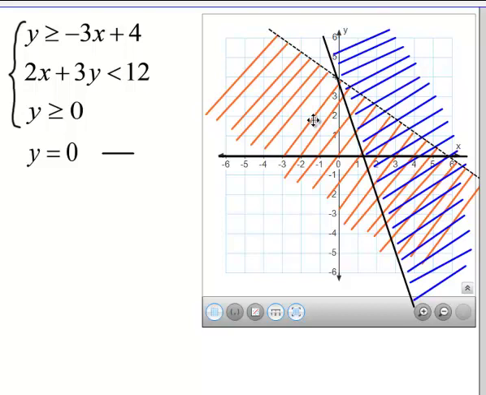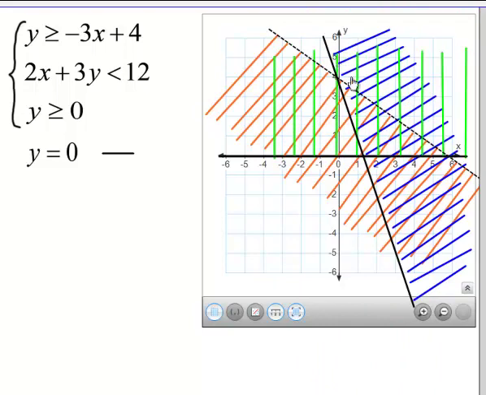Which one is the solution? Let's look at the inequality. Y is greater than or equal to 0. Where are those y values that are greater than 0? They're all above this line. 1, 2, 3, 4, 5, and so on and so forth. Those below are negative. So my solution is the upper half of the plane. And here is my shading portion.